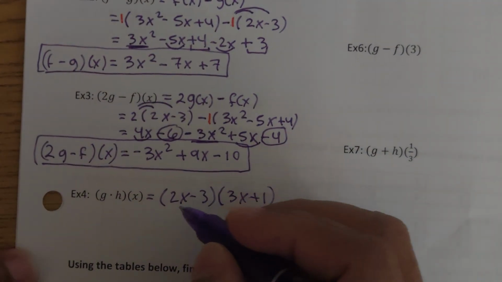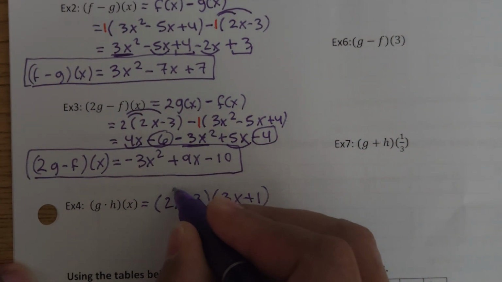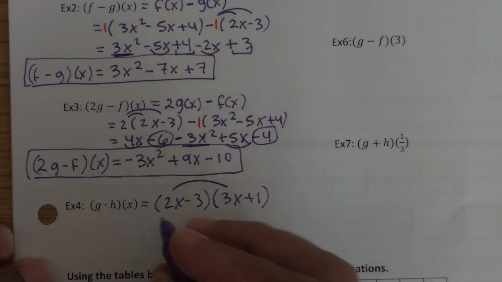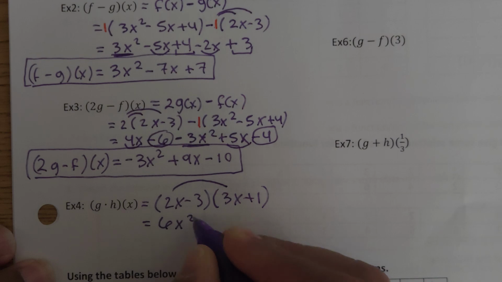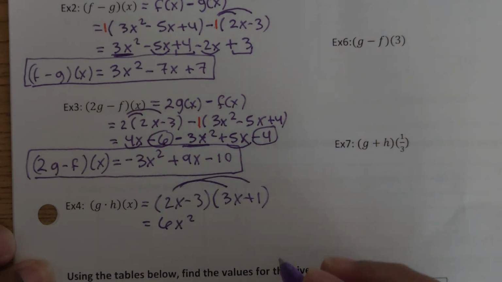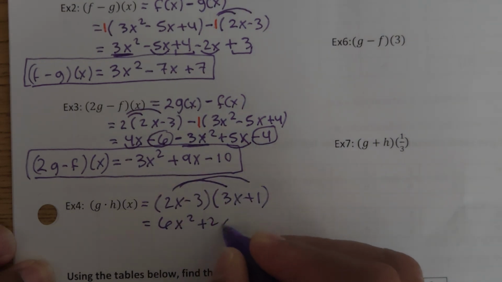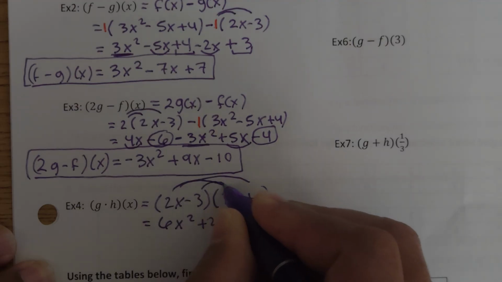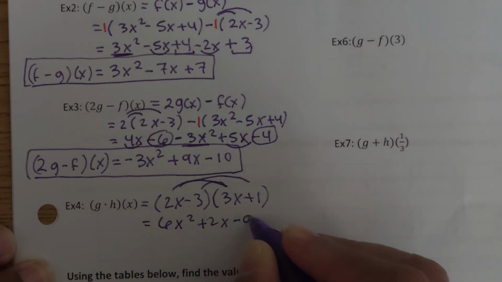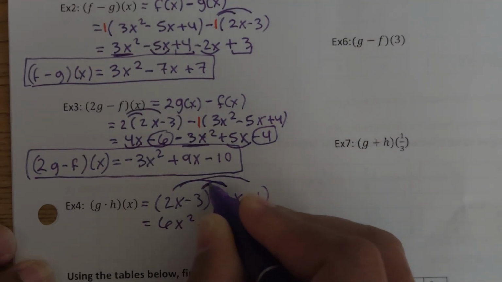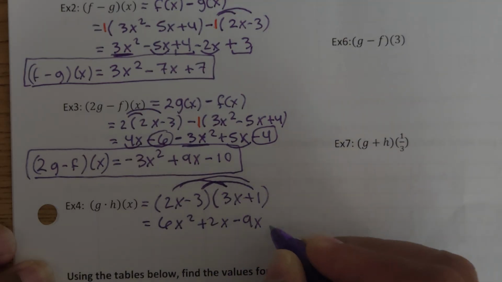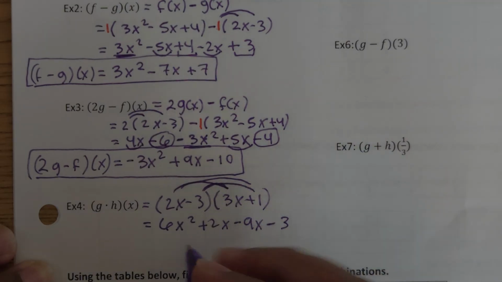So then I'm going to use FOIL, which means I'm going to multiply 2x times 3x. That equals 6x squared. 2x times 1, that's plus 2x. And then negative 3 times 3x, that's minus 9x. And last, negative 3 times 1, that's minus 3.